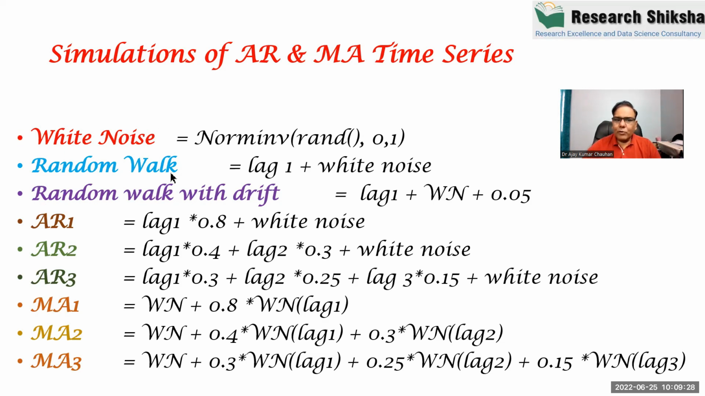Random walk, you know that the equation of random walk is yt plus et. So lag one means yt minus one plus white noise. Random walk with drift. So we use this series for simulation of AR1, AR2, AR3, MA1, MA2, MA3. So now I am going to show you this series.